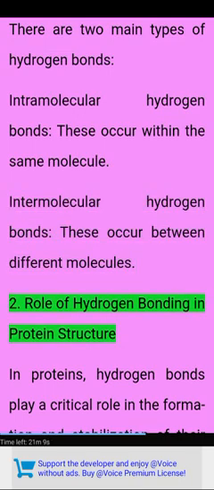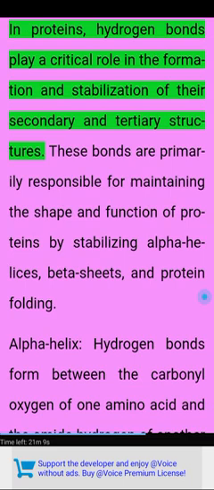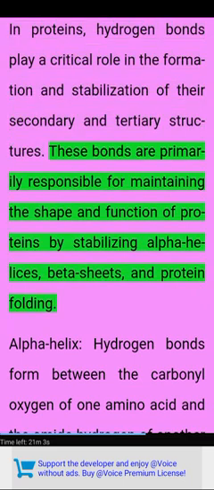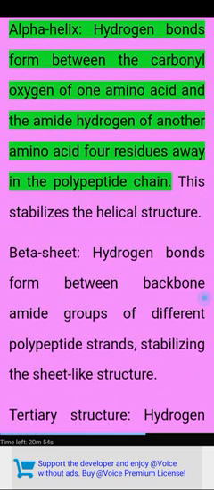Role of hydrogen bonding in protein structure. In proteins, hydrogen bonds play a critical role in the formation and stabilization of their secondary and tertiary structures. These bonds are primarily responsible for maintaining the shape and function of proteins by stabilizing alpha helices, beta sheets, and protein folding. Alpha helix. Hydrogen bonds form between the carbonyl oxygen of one amino acid and the amide hydrogen of another amino acid 4 residues away in the polypeptide chain.